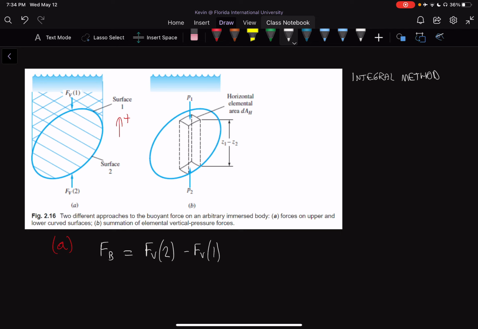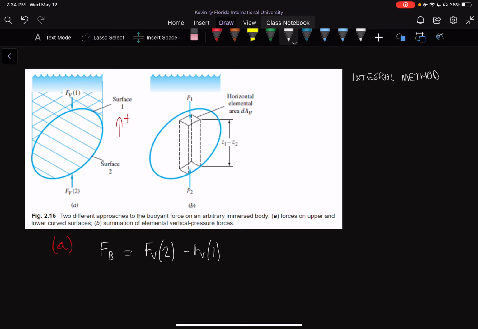It's the amount of force that is giving the system the right to float or not, essentially. So if force vertical 2 is higher than force vertical 1, we will have a system that moves up. If force vertical 2 is equal to force vertical 1, the system will be in equilibrium. If force vertical 1 is greater than force vertical 2, then the system will be sinking.